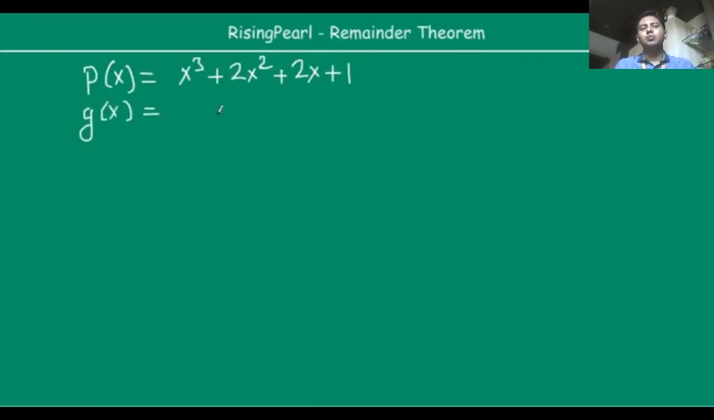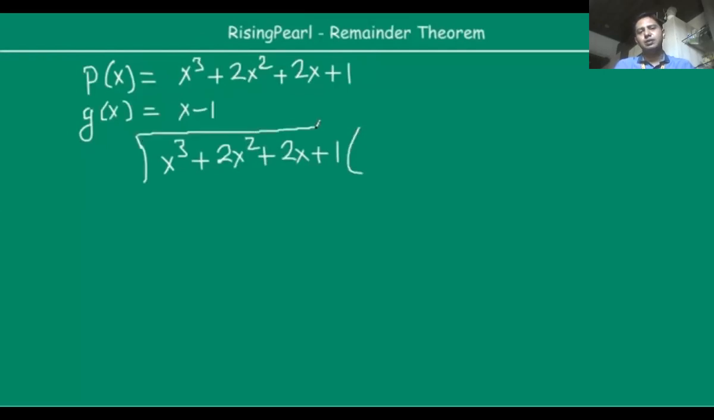Here this is a cubic polynomial, and g(x) is a linear polynomial of degree 1, that is x minus 1. So we'll do the long division process first. When we apply the long division process, we'll divide x cube plus 2x square plus 2x plus 1 by x minus 1. So we are dividing this p(x) by g(x), that is x minus 1.